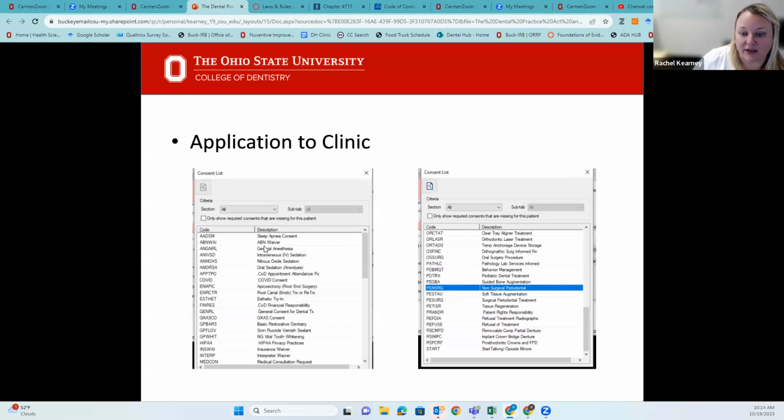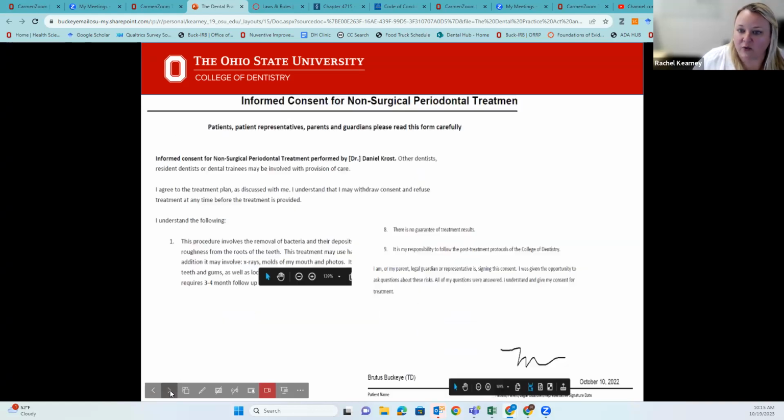You can see there's a lot of different consents that we have here in the college. I'm not sure this is the exhaustive list, but this is part of it. If you're doing tooth whitening for a patient, they would need to sign a particular consent form. So for these consent forms, you pull up the consent list in Axiom, and you choose whichever procedure you are doing. When you do that, a form will come up and it says informed consent for non-surgical periodontal treatment. And these are just some screenshots; this isn't the whole consent form.